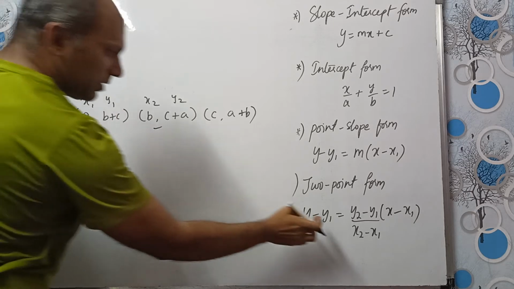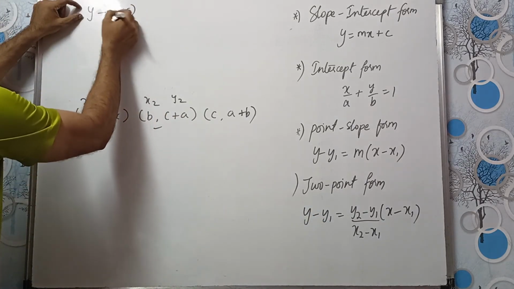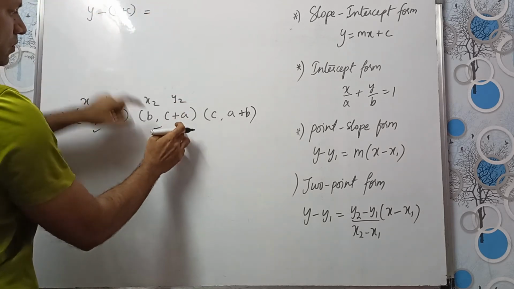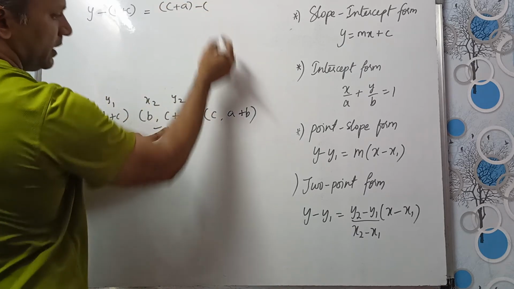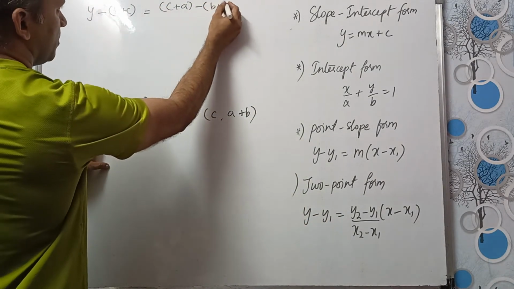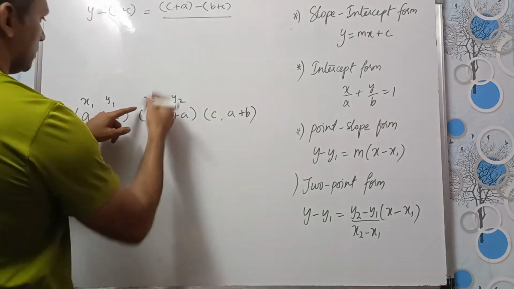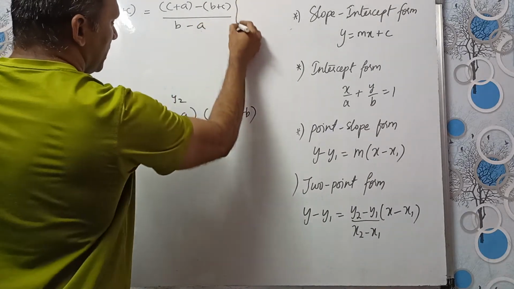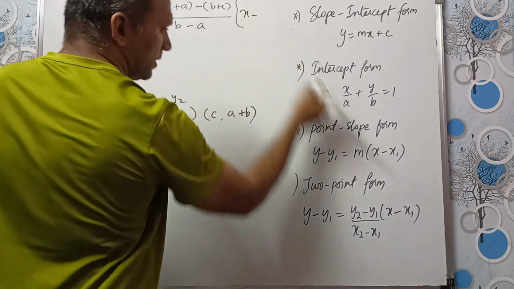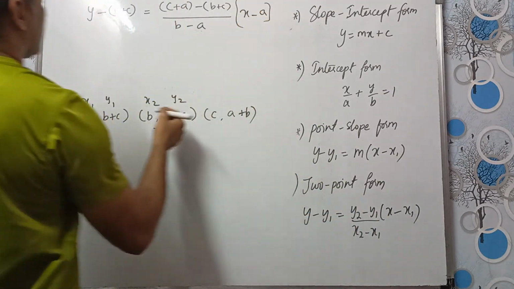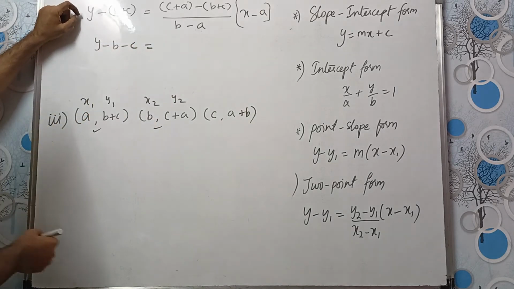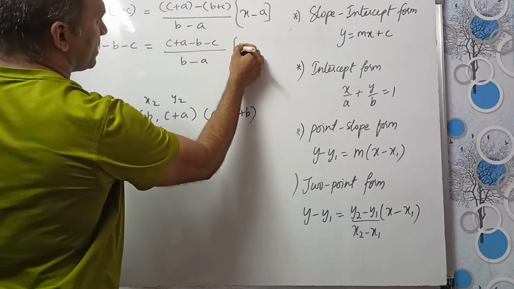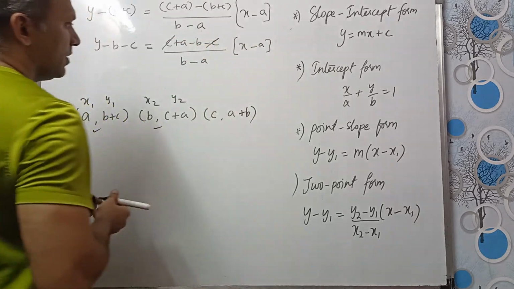So y minus y1. Y1 is how much? B plus C. Be careful with the signs. Don't forget to substitute it in the brackets. Y minus y1 is equal to y2, this is C plus A, minus y1, y1 is B plus C, divided by x2, B, minus x1, A. So B minus A multiplied by x minus x1, x1 is A. Okay. This is y minus b minus c is equal to, if you take out the brackets, minus c, and this is b minus a, and this is x minus a. So c minus c plus c will become 0, right?